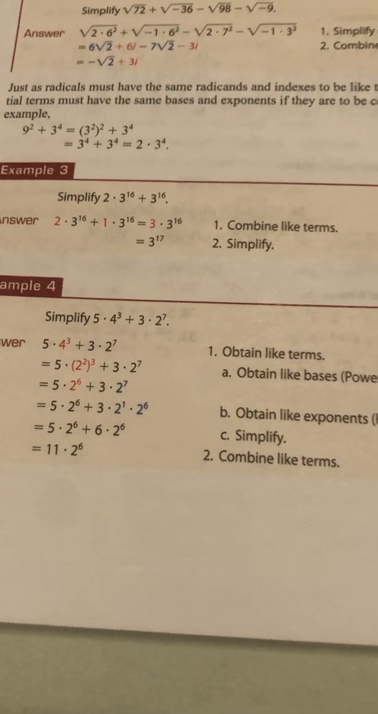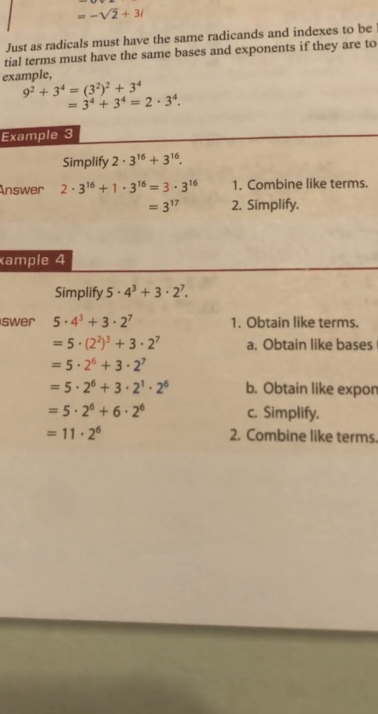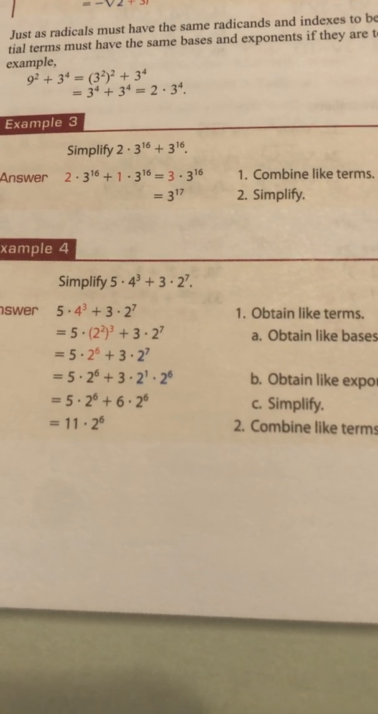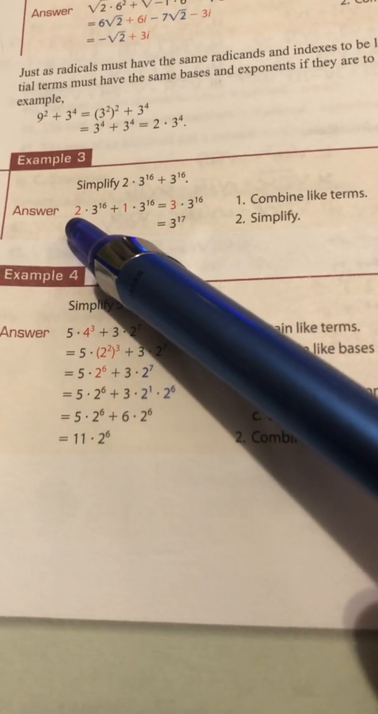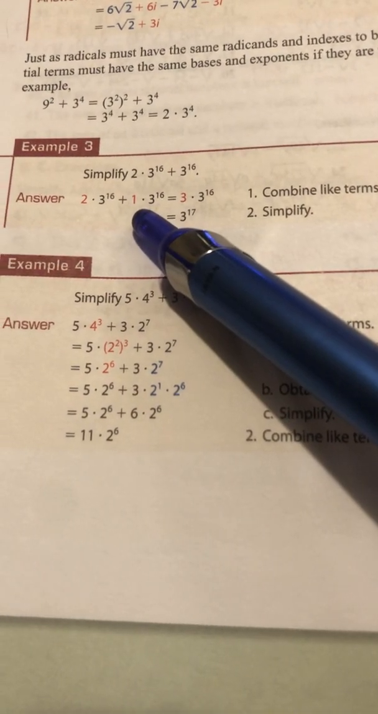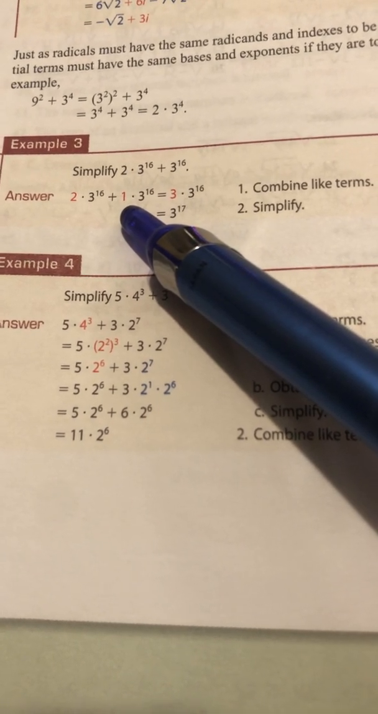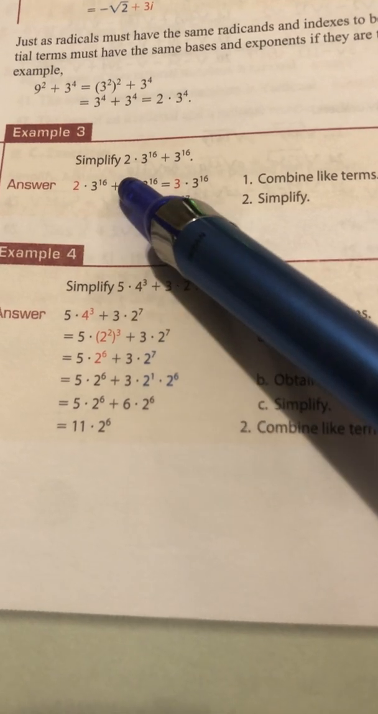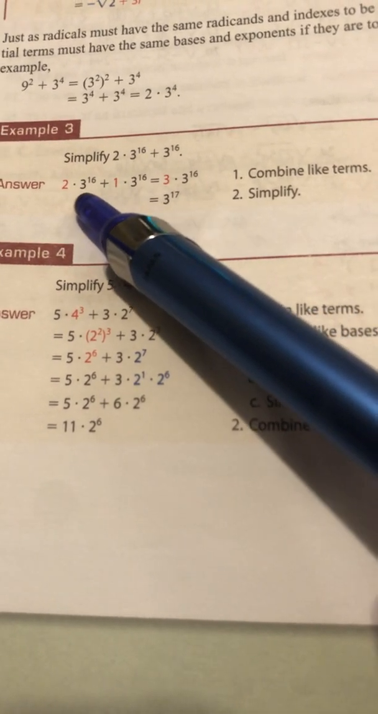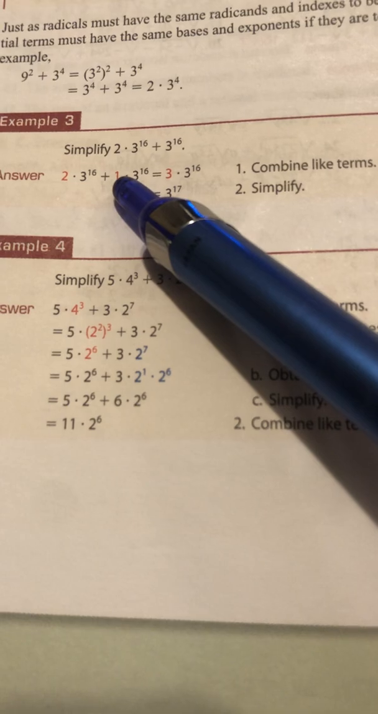All right, let's go to example 3. Three is going to be a little easier, I think. Here we're trying to simplify 2 times 3 to the 16th plus 3 to the 16th. If you'll notice here, they've added a 2 and a 1. Why'd they do that? So you could add those together. There's no exponent attached to it at the moment. So you can add 3 and 1.